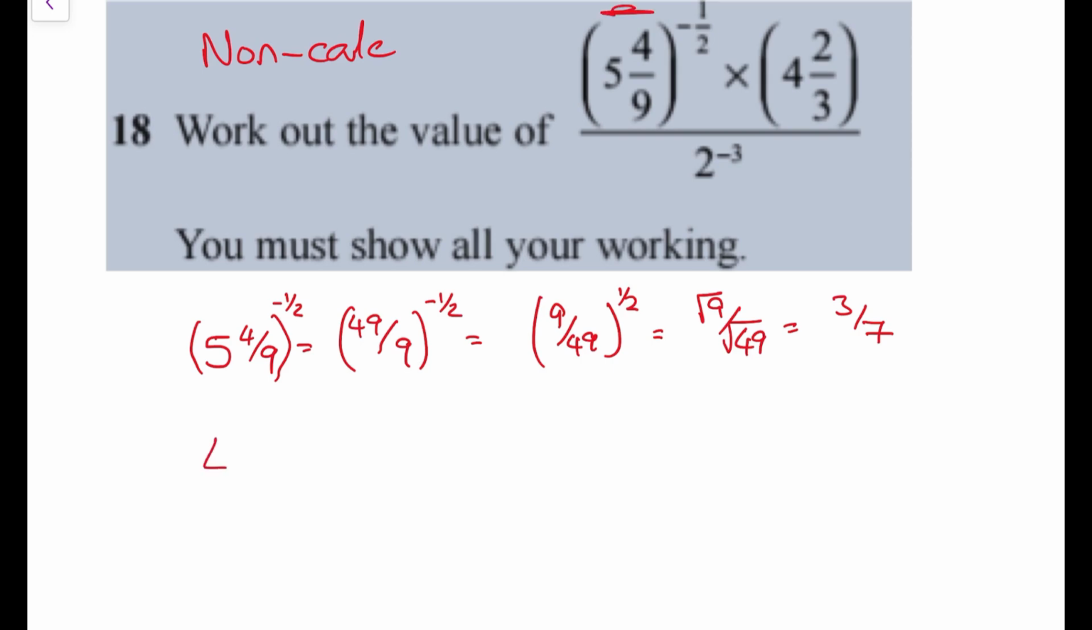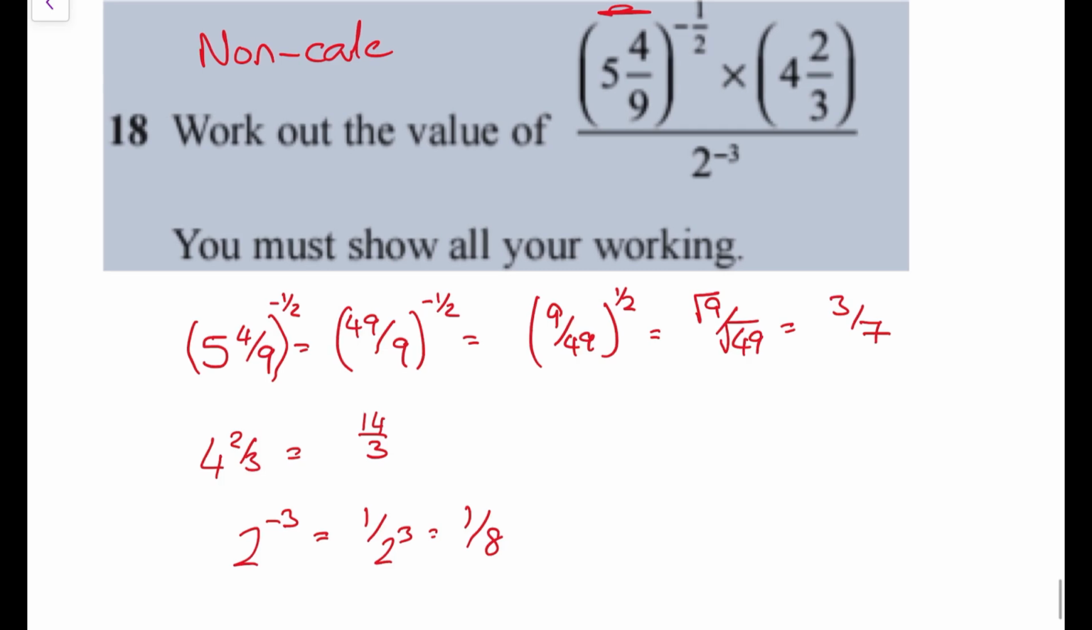Then I'm going to deal with 4 2/3. So 4 2/3 is the same as 4 times 3, which is 12, plus 2, which is 14 over 3. And then 2 to the minus 3. Well, remember again, minus means reciprocal, or 1 over. So that's 1 over 2 to the 3. And 2 to the 3 is 8. Now, what's notable here is I've done quite a lot of calculations, just assuming you know these values. So it's really important you go away and learn your powers of 2, your basic squares, and your basic cubes. And that means I can bring this all together.